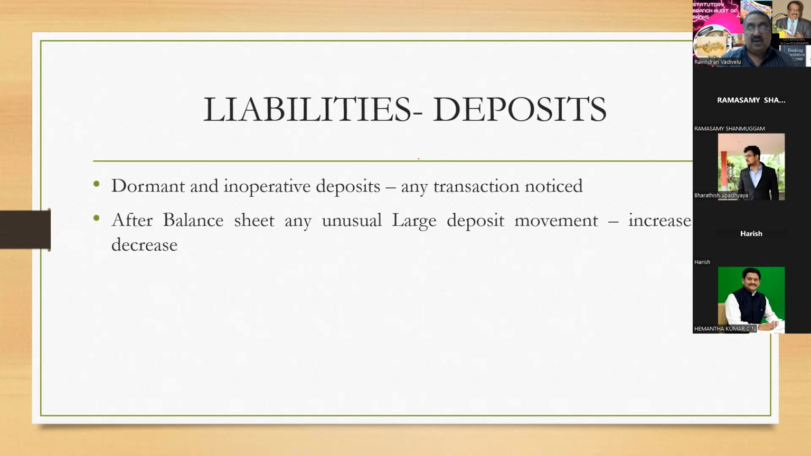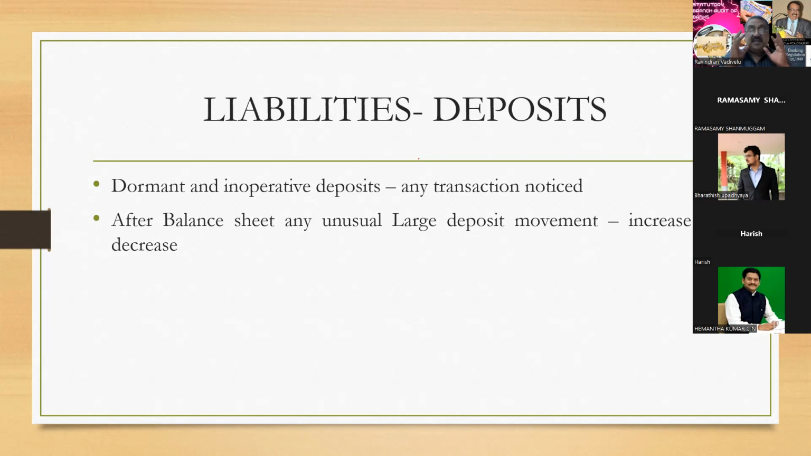After the balance sheet, look for any unusual large deposit movement, increase or decrease. Suddenly a large deposit has come into the account and gone out of the bank immediately. Everything they park in the liabilities deposit area. There is an unutilized amount of, say, 2 crores in the account. The manager, in order to increase the advances and the deposits, transfers from CC to deposit. On 3rd April, they reverse the entry. This is called window dressing.